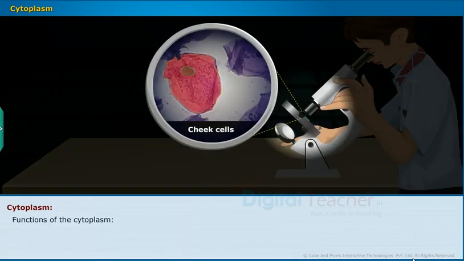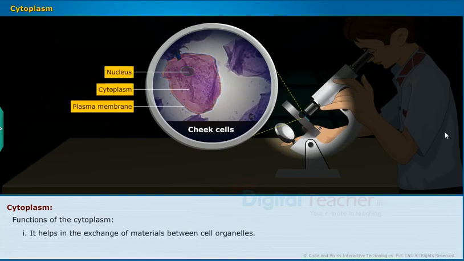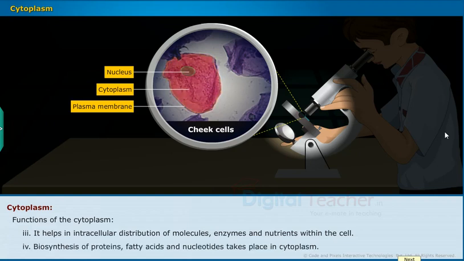Functions of the cytoplasm. It helps in the exchange of materials between cell organelles. Breaking down of nucleus takes place in cytoplasm. It helps in intracellular distribution of molecules, enzymes and nutrients within the cell. Biosynthesis of proteins, fatty acids and nucleotides takes place in cytoplasm.